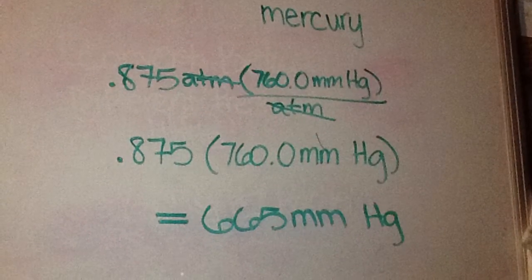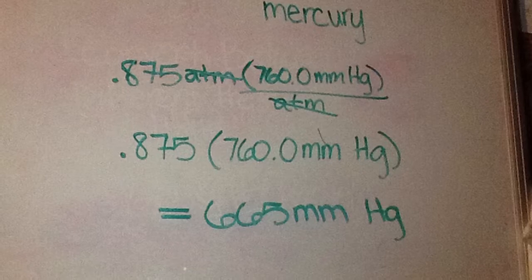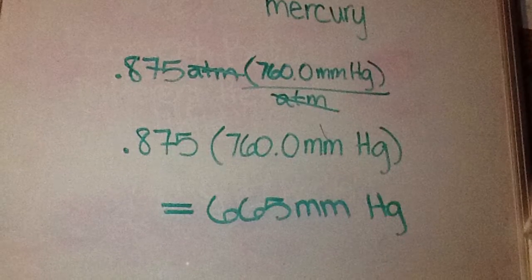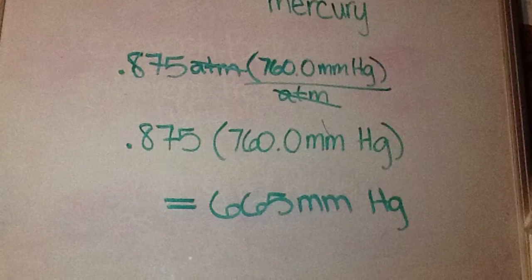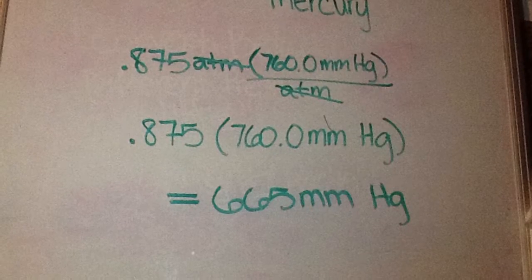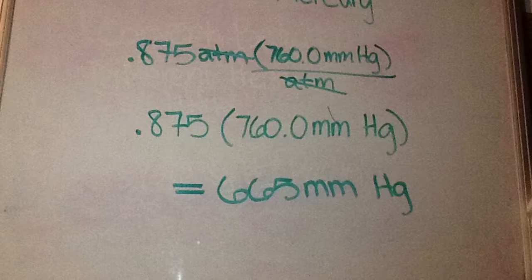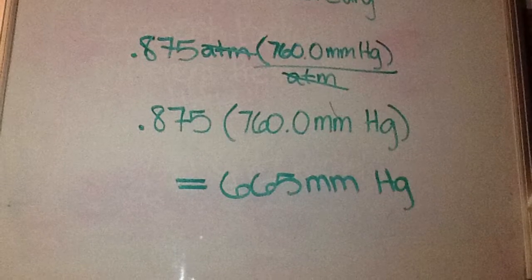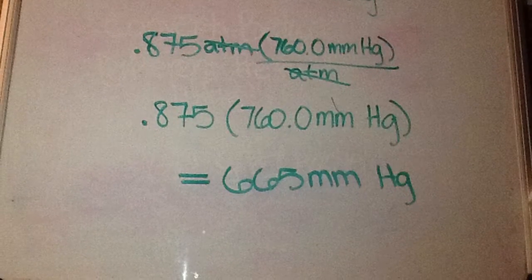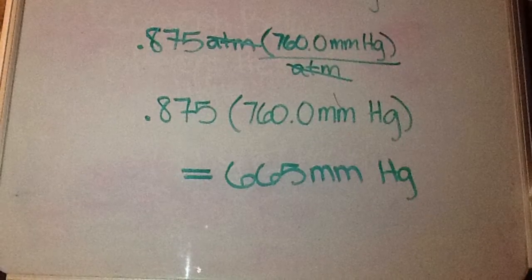After this, you're going to cancel out the common units, which is atm, on the top and on the bottom. Now you're left with 0.875 times 760.0 mmHg. You multiply that out to get your answer as 665 millimeters of mercury. Now on to the next equation.